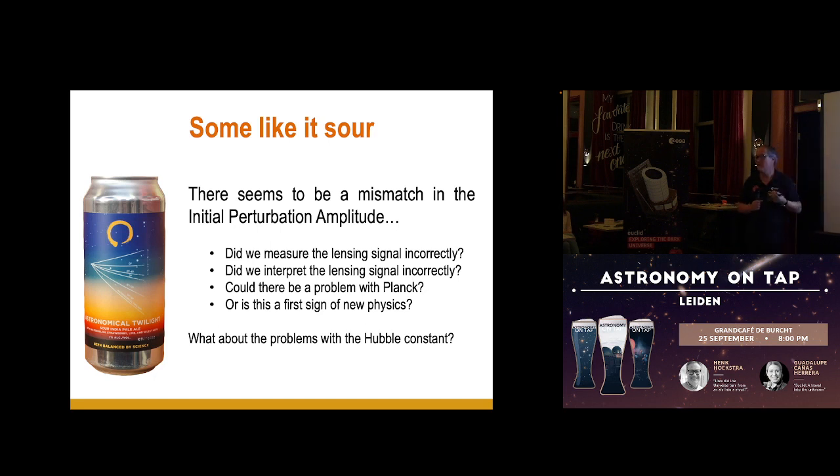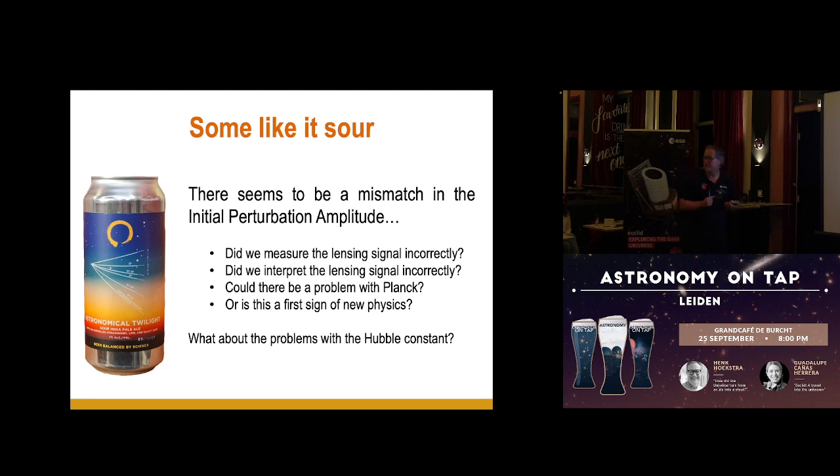The question, of course, is did we do something wrong in the measurement? As I said, we have been improving things, and it just doesn't go away. The interpretation of the signal is also not that easy, and it's also very relevant work for Euclid. I think it's okay for now, but who knows? Of course, I don't want to badmouth my colleagues that work on Planck, but maybe they did something wrong.